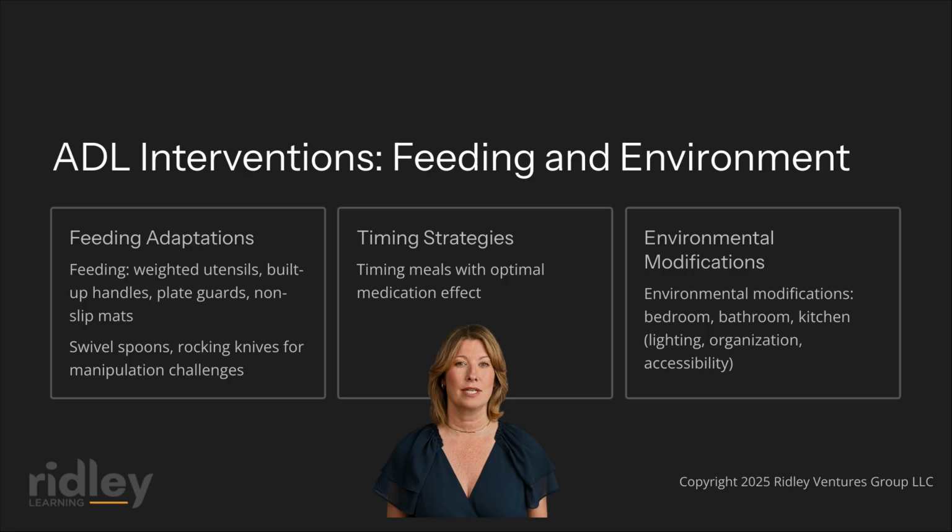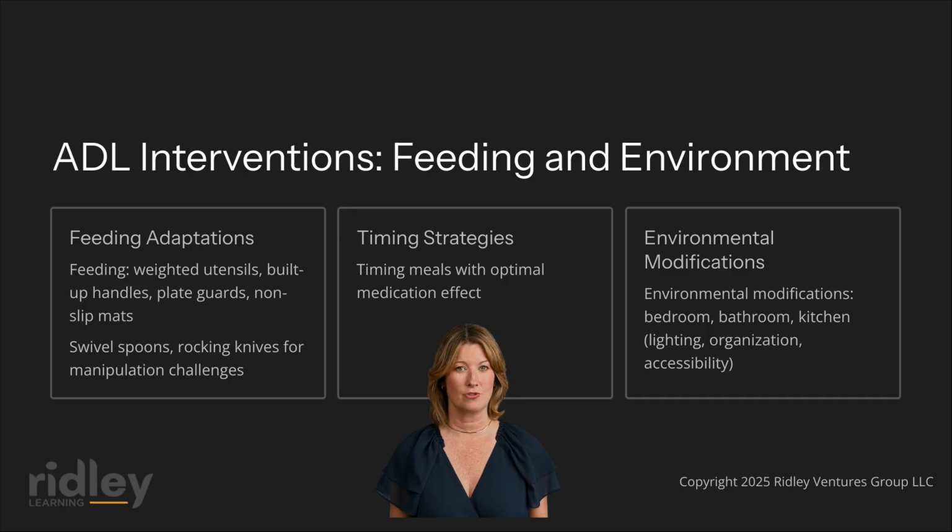Feeding difficulties in Parkinson's disease result from tremor affecting utensil control, bradykinesia slowing eating pace, and rigidity limiting reach and manipulation. Occupational therapy interventions may include weighted utensils to dampen tremor effects, built-up handles to improve grip, plate guards to prevent food spillage, and non-slip mats to stabilize dishes. Swivel spoons and rocking knives can address specific manipulation challenges. Positioning recommendations optimize trunk and arm alignment for feeding efficiency. Timing meals to coincide with optimal medication effect can maximize motor function availability for this essential activity.